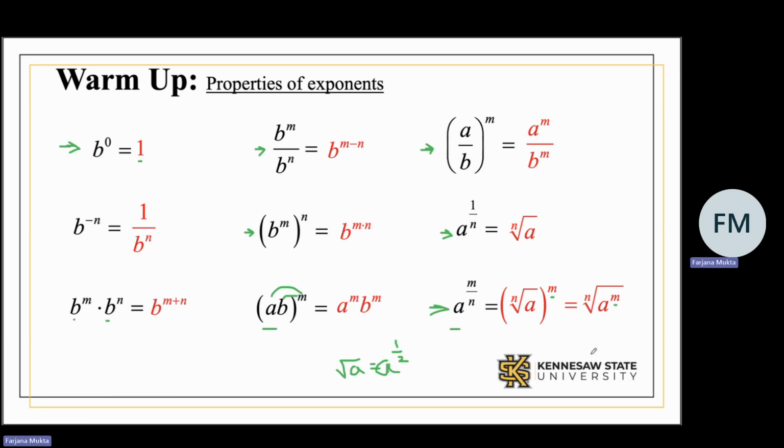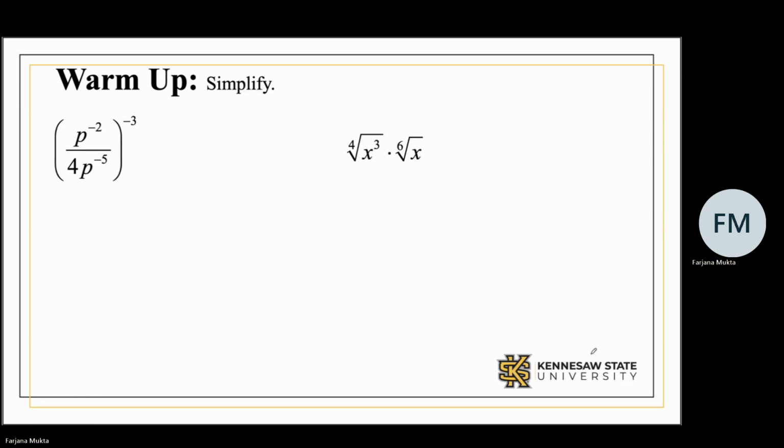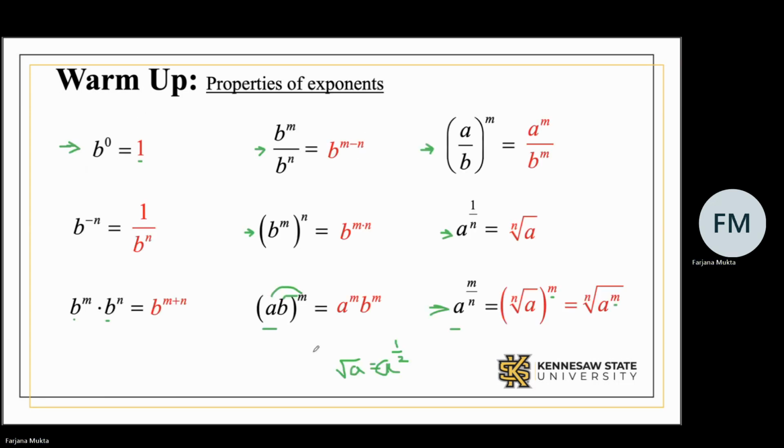Now by using all these properties, we'll try to simplify the warm-up questions that we have seen. So these are our warm-up problems. We will apply all these properties. First of all, here we have exponent -3 on top of everything under parentheses, right? So by this property and this property, we will distribute the exponent to everything that we have under parentheses.